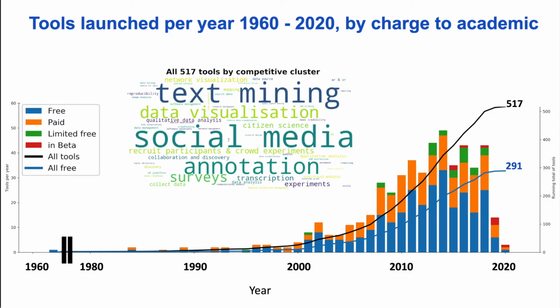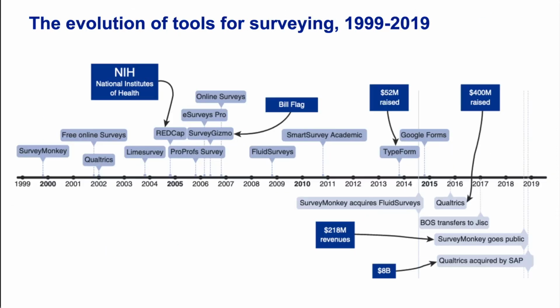In terms of the tools that we've investigated, loads in the text mining, data visualization, and social media analysis. We've looked a lot at qualitative analysis and annotation, as well as the surveys and recruiting of participants. And really, the survey space is the most interesting one because of two things. One is surveys are run not just in the social sciences, but across disciplines, and specifically a lot in medical and clinical research. And so you've got REDCap, which is quite an amazing and impressive open source tool funded by the National Institutes of Health in the US.